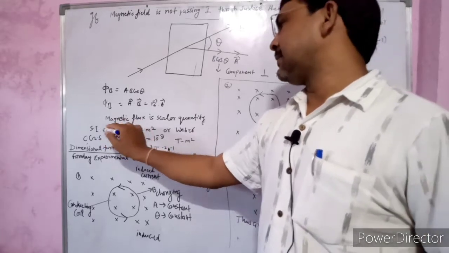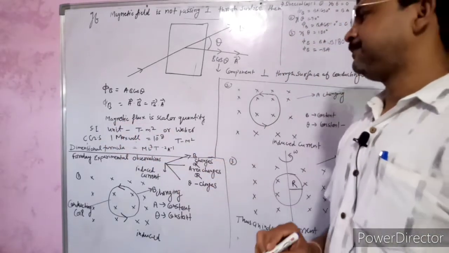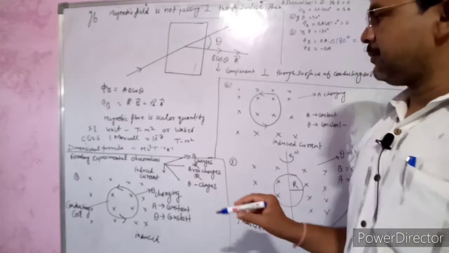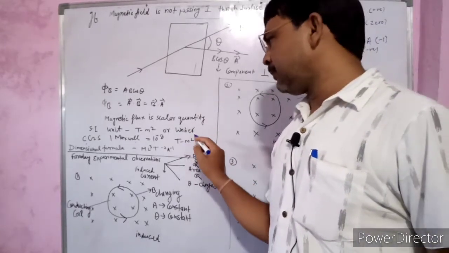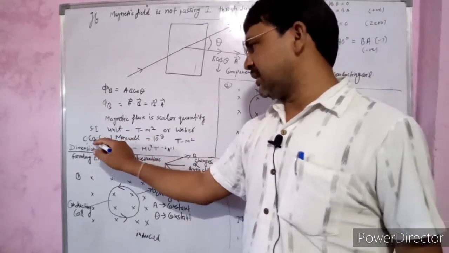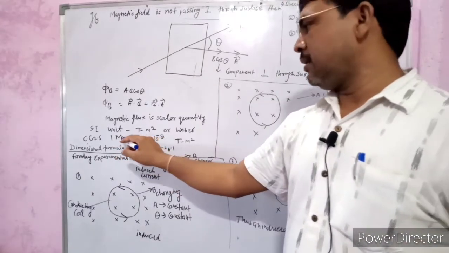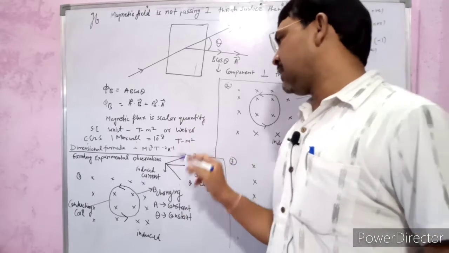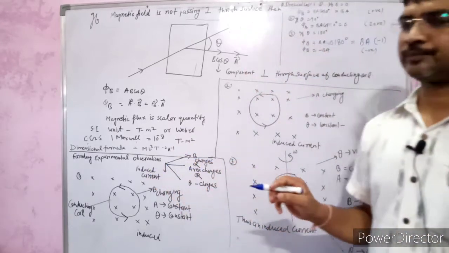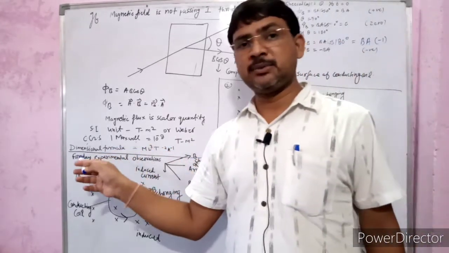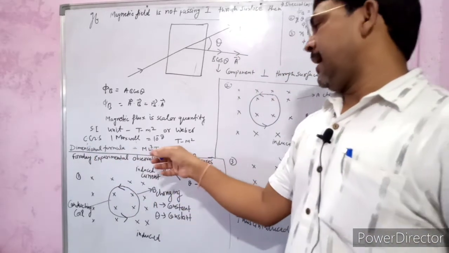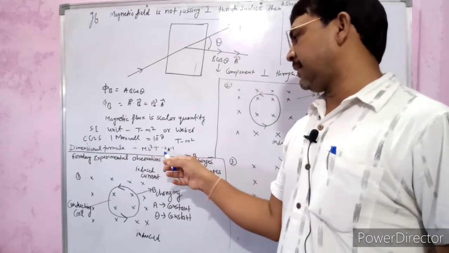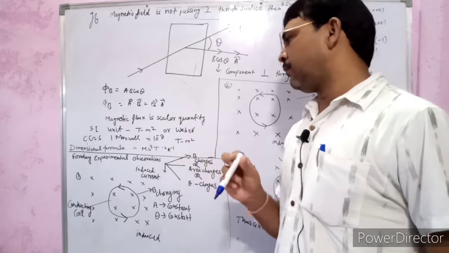Here the SI unit of magnetic flux is Tesla meter square or Weber. Also in CGS, 1 Maxwell is equal to 10 raised to the power minus 8 Tesla meter square. The dimensional formula of magnetic flux is ML^2 T^-2 A^-1.